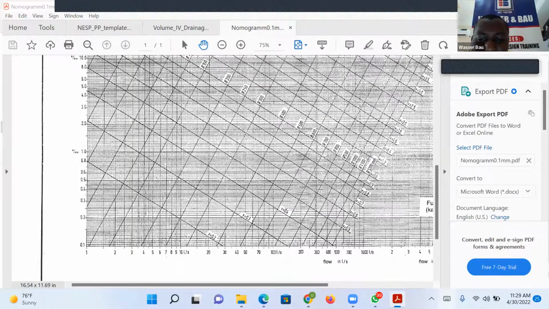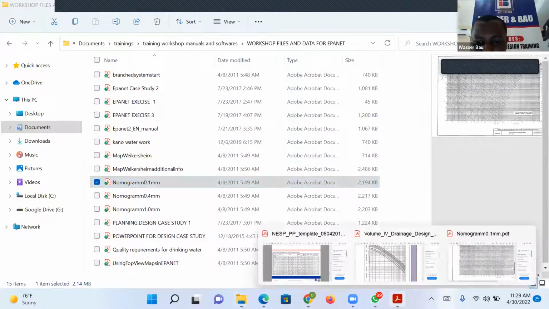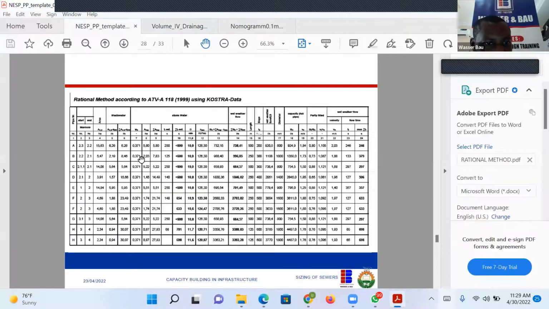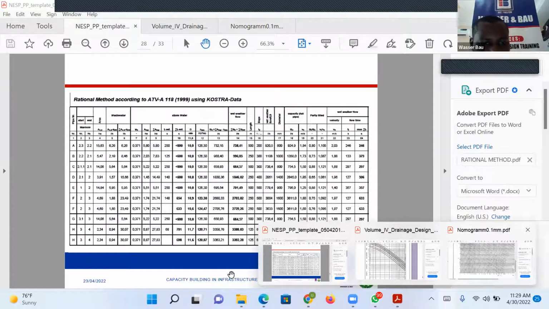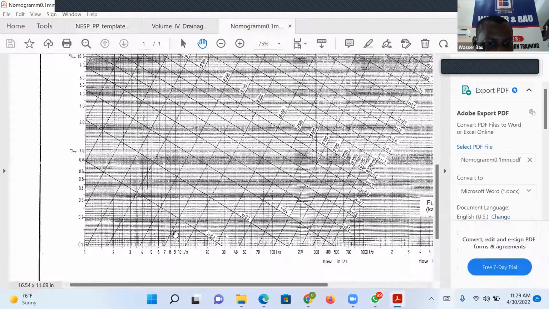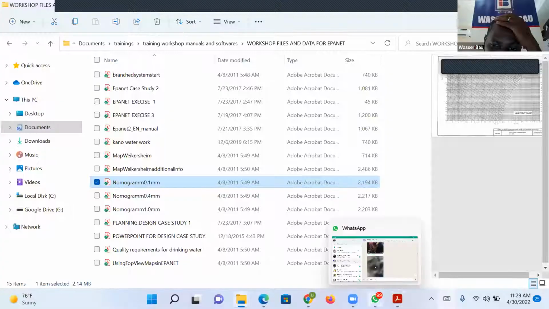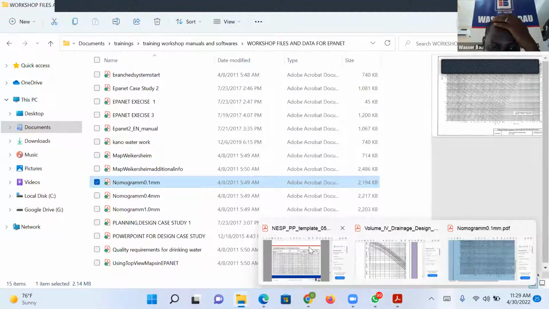So for pipe B is 8.46. So I'll go to my nomogram and go to 8.46. I don't know what the slope is, but the slope is around the same 3. This one is giving me 150. So pipe B is 150 mm diameter. The velocity, I can also read it off, of course. The velocity is 0.7 at that point. So we'll go to the next one.